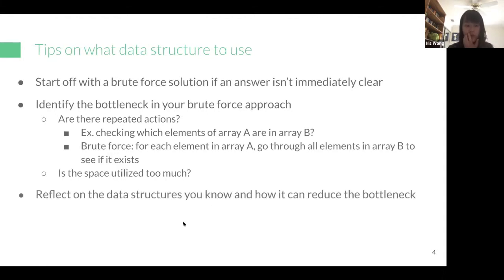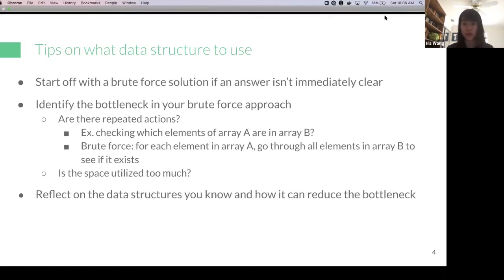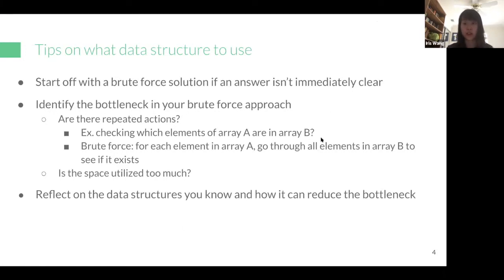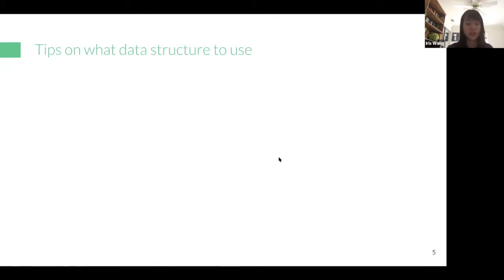So you'll be building up more tools that can help you speed up your solutions. When you have that brute force solution, or some approach you think might work, you should reflect on the data structures you know and think about how they can reduce that bottleneck. One example is that hash tables can optimize frequent lookups. So if you're stuck, think about how you can utilize a hash table to optimize specific steps of the current brute force solution.